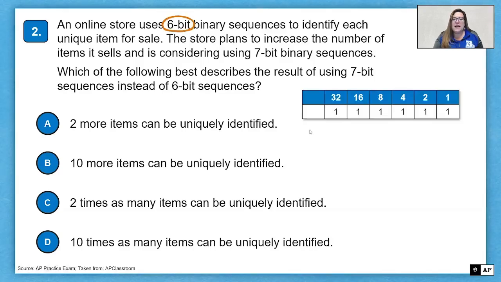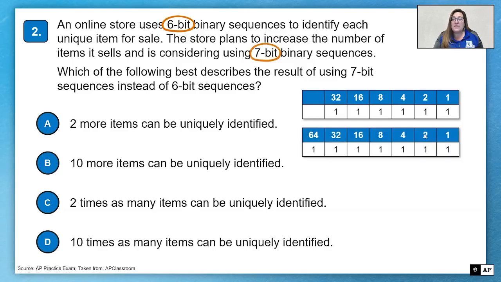Well, if I have a 6-bit, that means I have 2 to the 0 through 2 to the 5th. The largest number I can get is 63. The smallest number is 0. If I have 7-bit, I have 2 to the 0 through 2 to the 6th. So the smallest number would be if all are zeros, which is 0. If all are ones, that gives me 127. So I can have from 64 to 128. So I doubled the number of items that are uniquely identified.